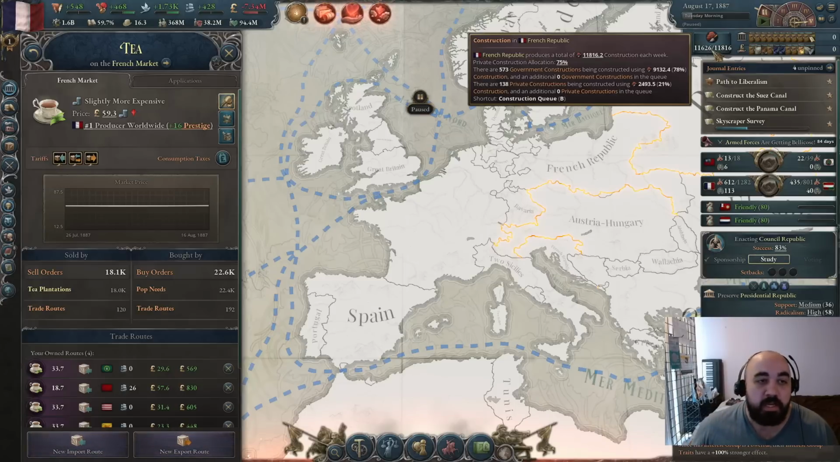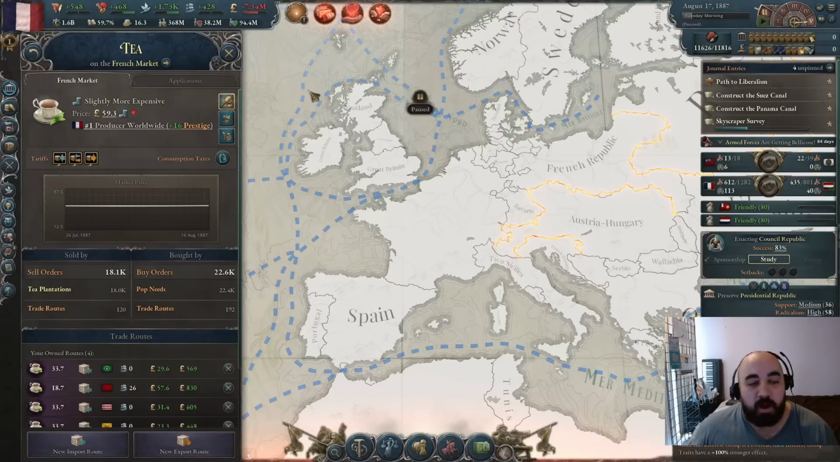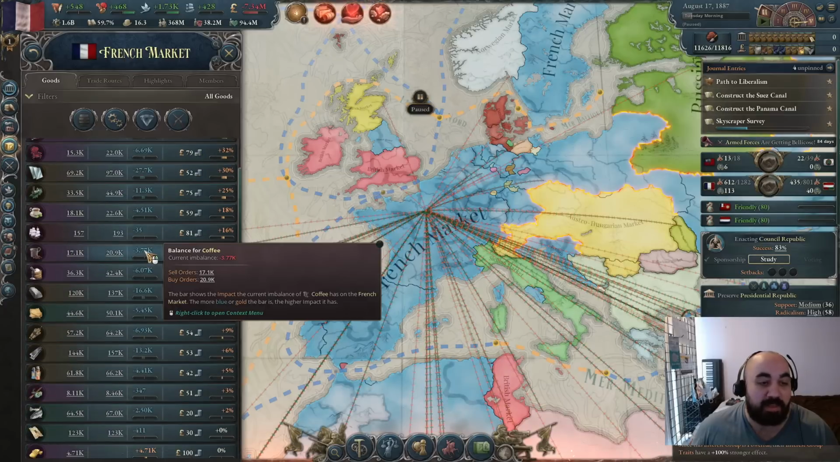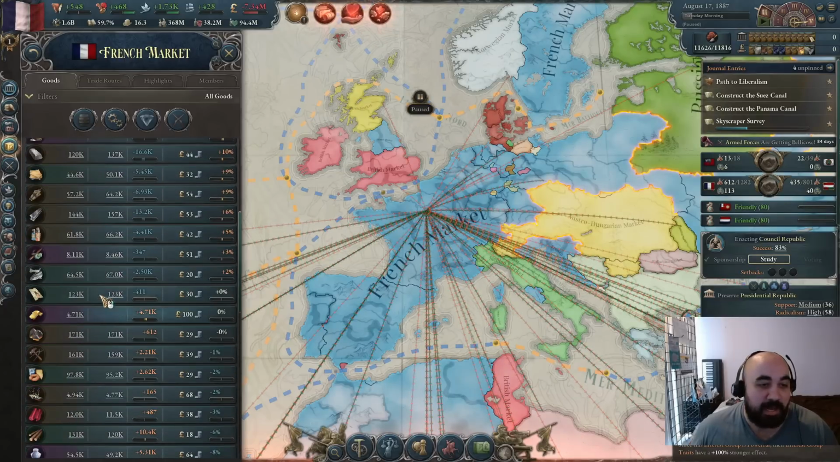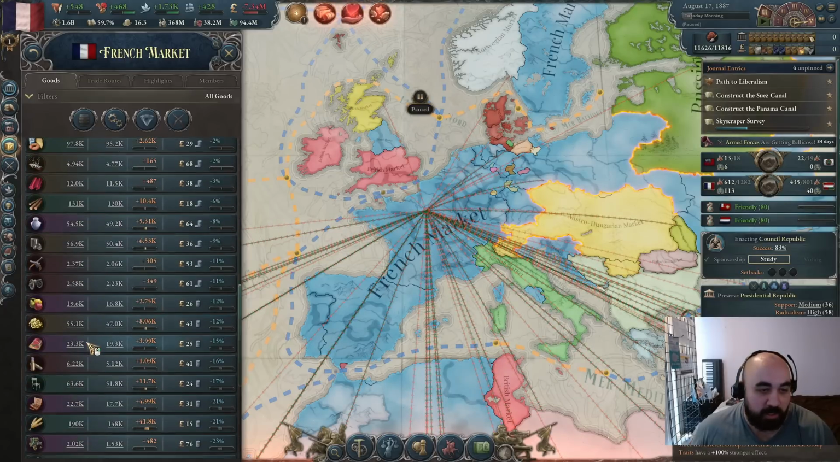Also, it will tend to make our buildings less profitable, because if we are importing something that is not just being consumed, like let's say fabric, let's find fabric in here.